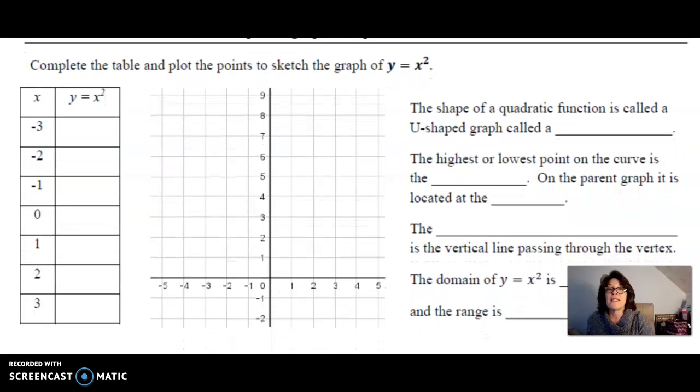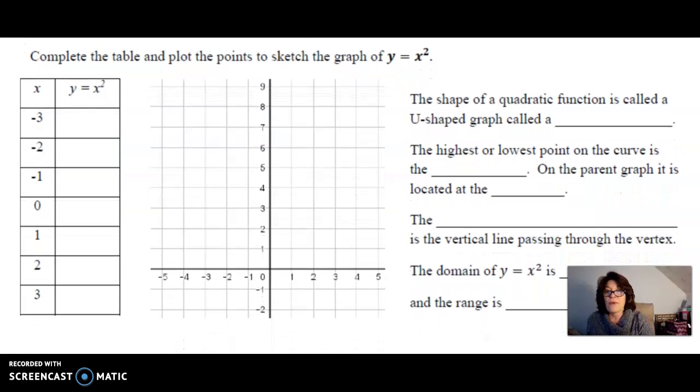We're going to complete this table and graph this. This might seem silly to you, but let's take our time now and really understand the parabola, even though you have played with it a little bit. I understand.